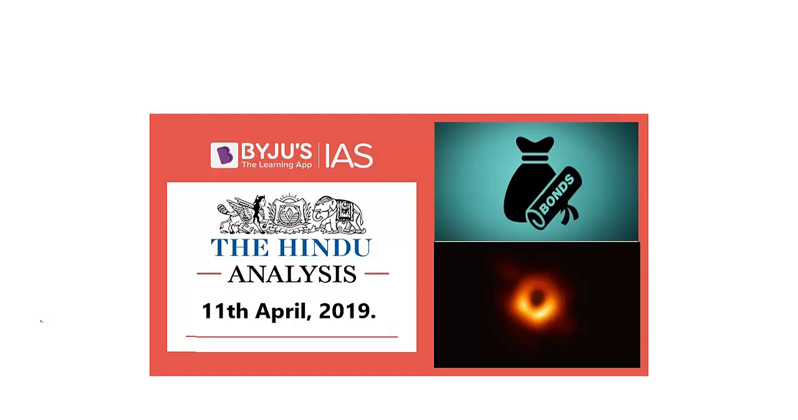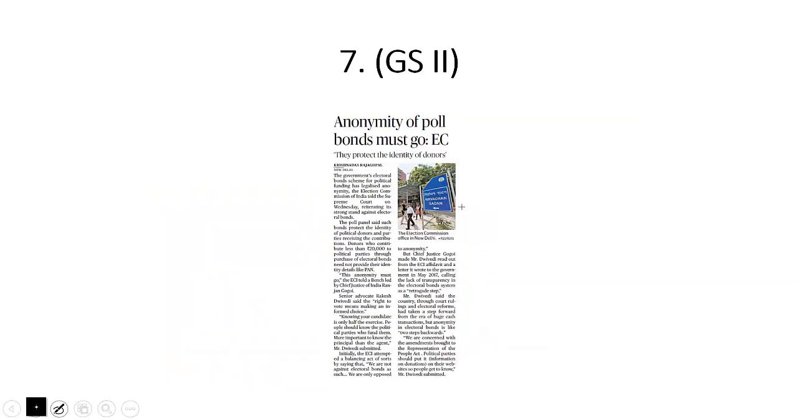Let's get started with the analysis of today's The Hindu newspaper, beginning with a news item on page number 7 of the Delhi edition of The Hindu relevant for GS paper 2. Anonymity of poll bonds must go, says the Election Commission of India before the Supreme Court, because the Supreme Court is hearing the validity of these electoral bonds. But now let's look at this newspaper article in great detail.